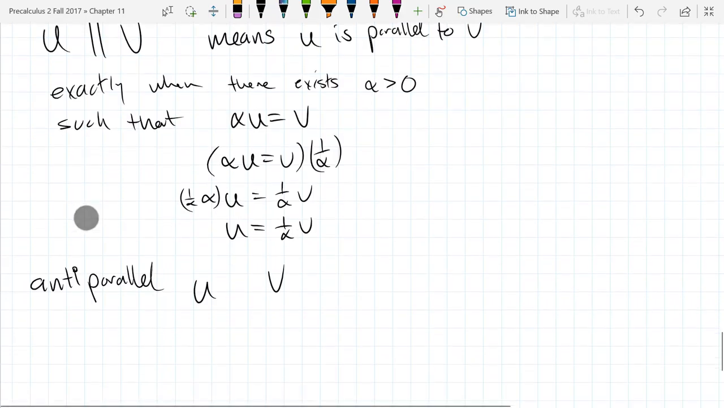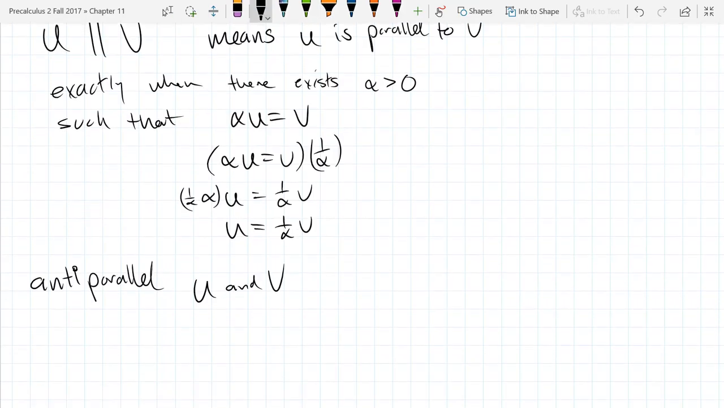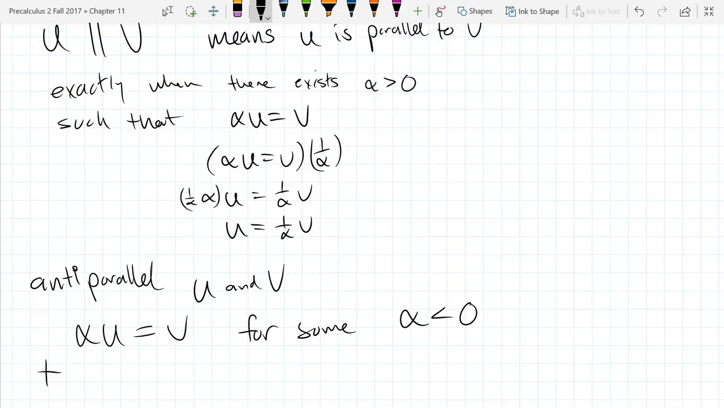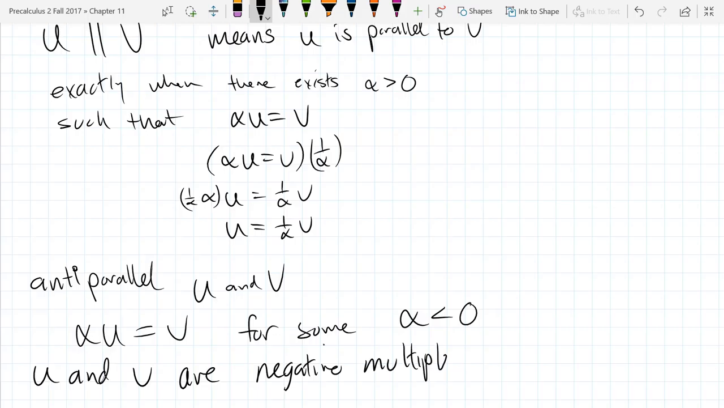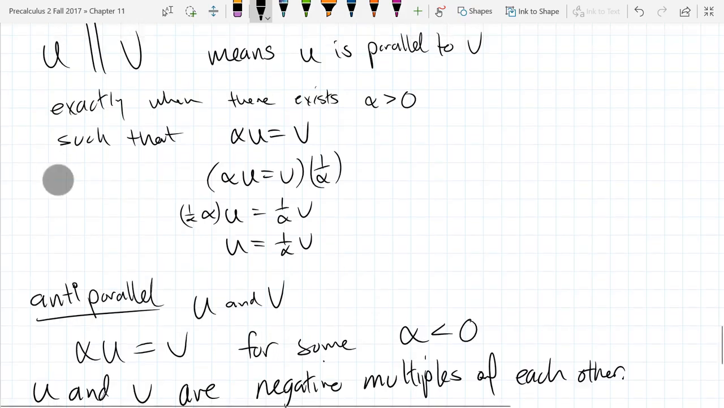Anti-parallel means that u is equal to alpha v, or I should write it the same way, alpha u equals v for some alpha less than 0. So they're negative multiples of each other. So that's parallel and anti-parallel.